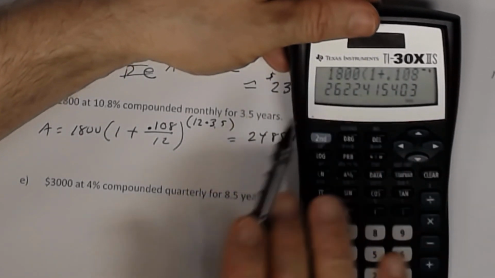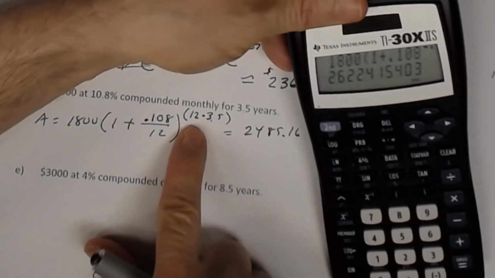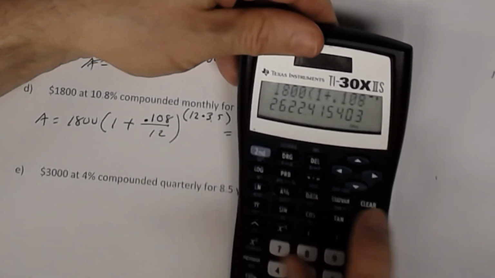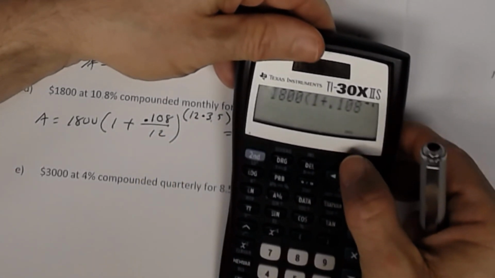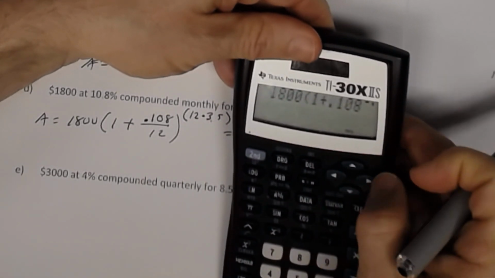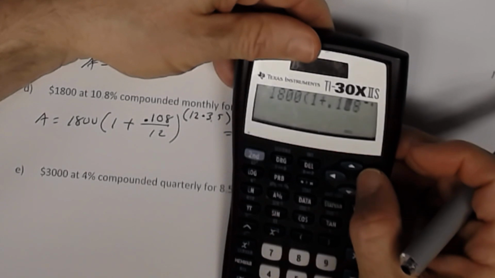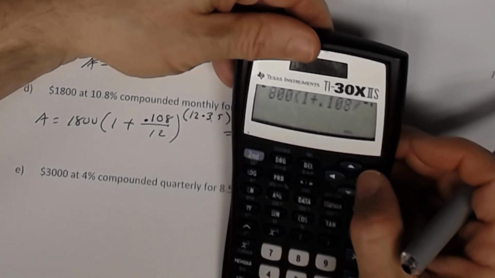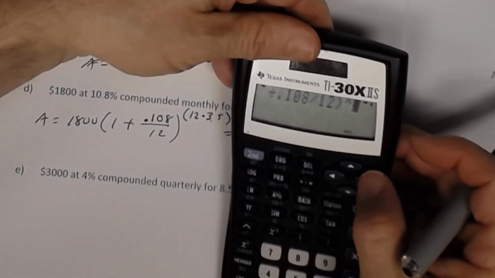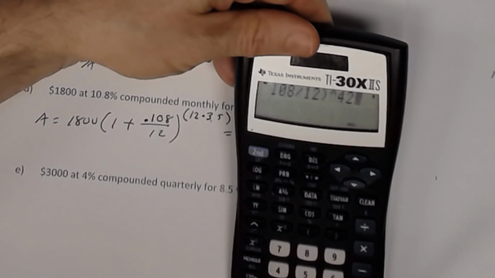So that means I did a typo somewhere. So let me just check it again, okay? So let me go back. We saw that this was 42. So maybe I did an error somewhere. So let me go back and move this arrow up and see what happens. So 1,800 is correct. 1 plus 0.108, that's correct. Divided by 12, that's correct. Raised to the 42nd power. All right, so that's correct.